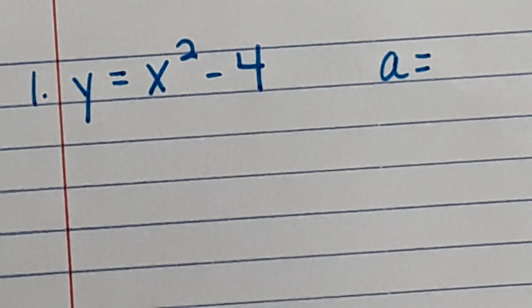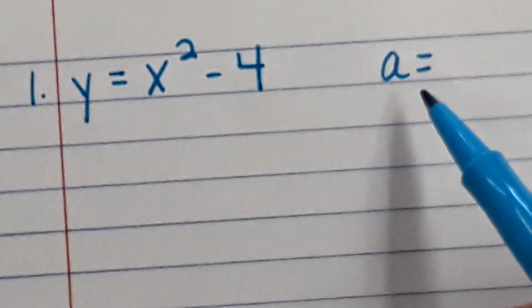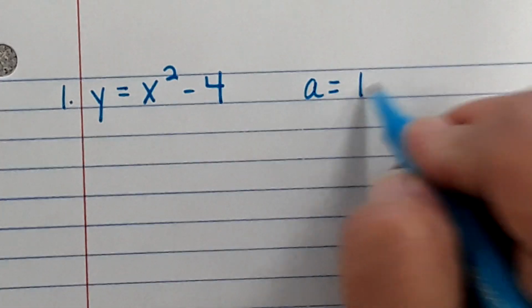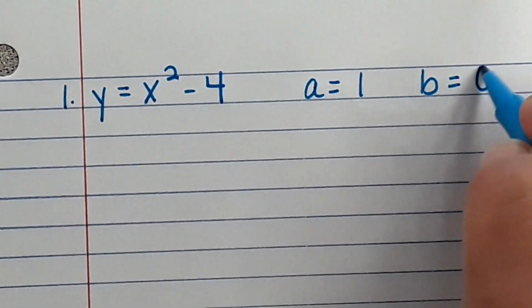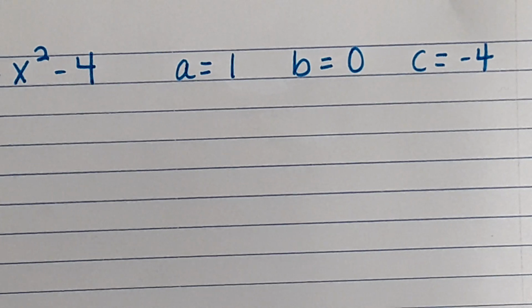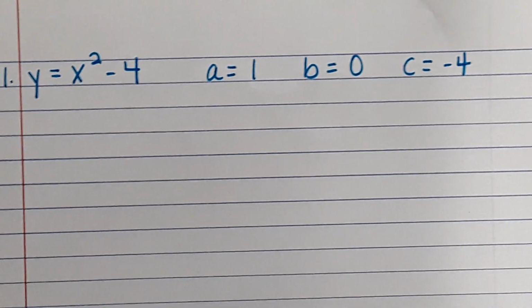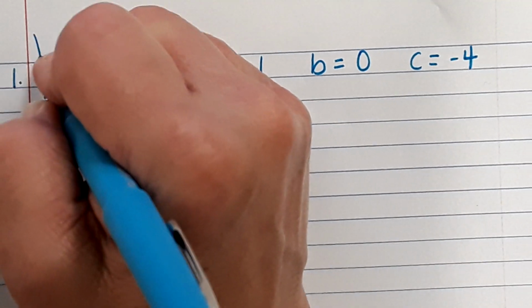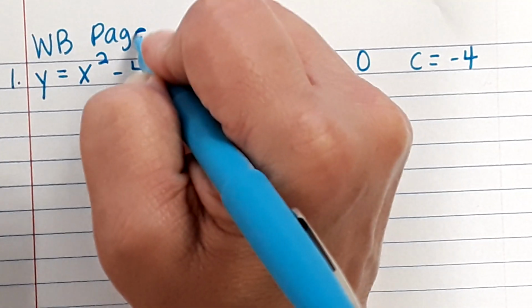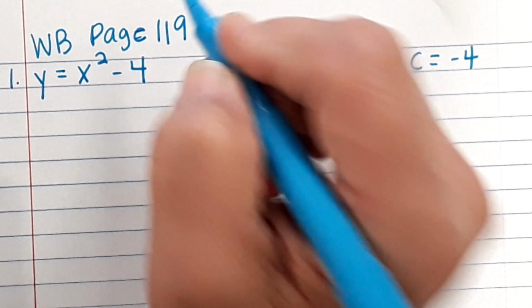We'll do number 1 together, and I'm going to show you how to do it. This is what you should have done last night. So what is your A? 1. What is my B? And what is my C? Okay. There we go. So this is number 1 on workbook page 119. This is what you were supposed to do last night.